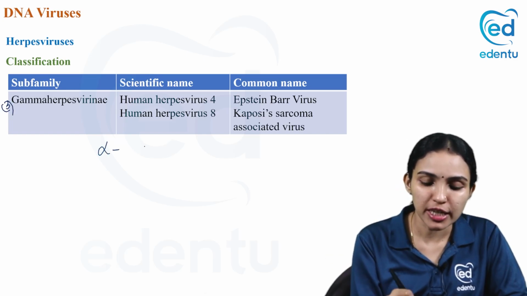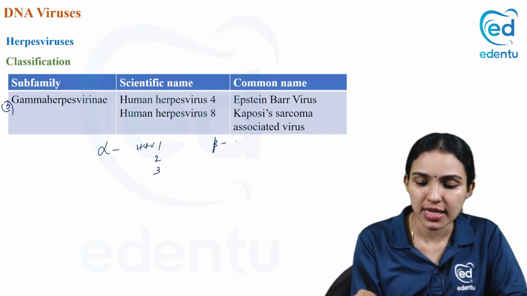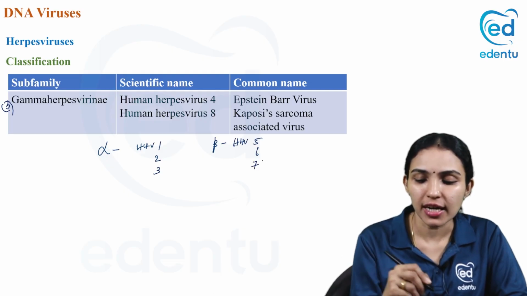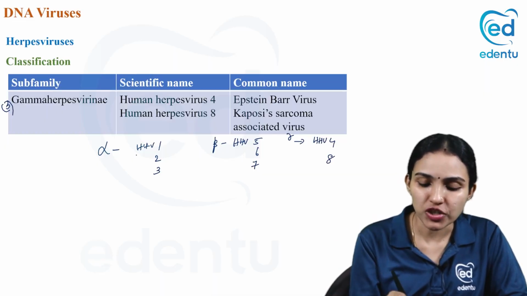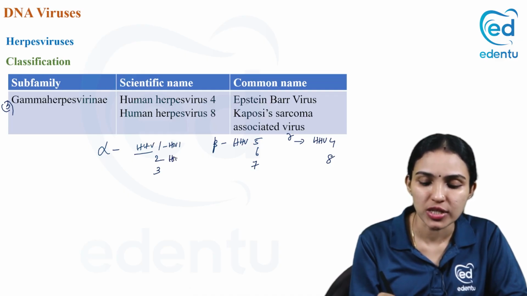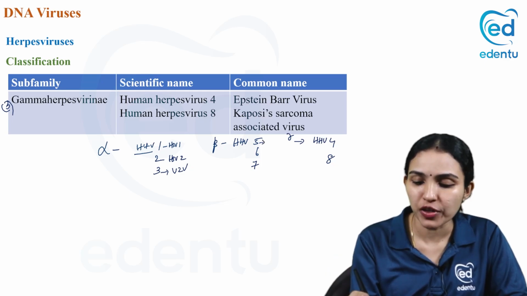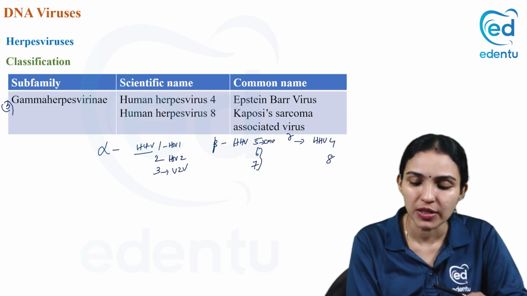So alpha included HHV1, 2, and 3. Beta includes HHV 5, 6, and 7. And here you are seeing the Gammaherpesviridae, which has HHV 4 and 8. HHV1 is herpes simplex virus 1, 2 is HSV2, and 3 is the varicella zoster virus, and 5 is commonly called cytomegalovirus. No specific names for 6 and 7.